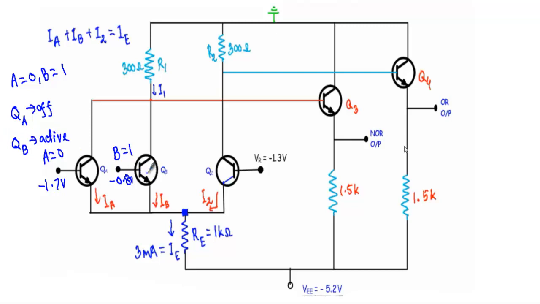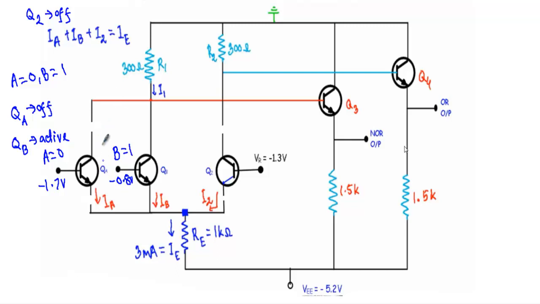As the transistor QB is in active region, our transistor Q2 will be in off state or in cutoff mode. Therefore I can disconnect the collector emitter terminals of the transistor Q2 and the collector emitter terminals of the transistor QA, because when a transistor is in off state, its collector and emitter terminals act like an open switch.